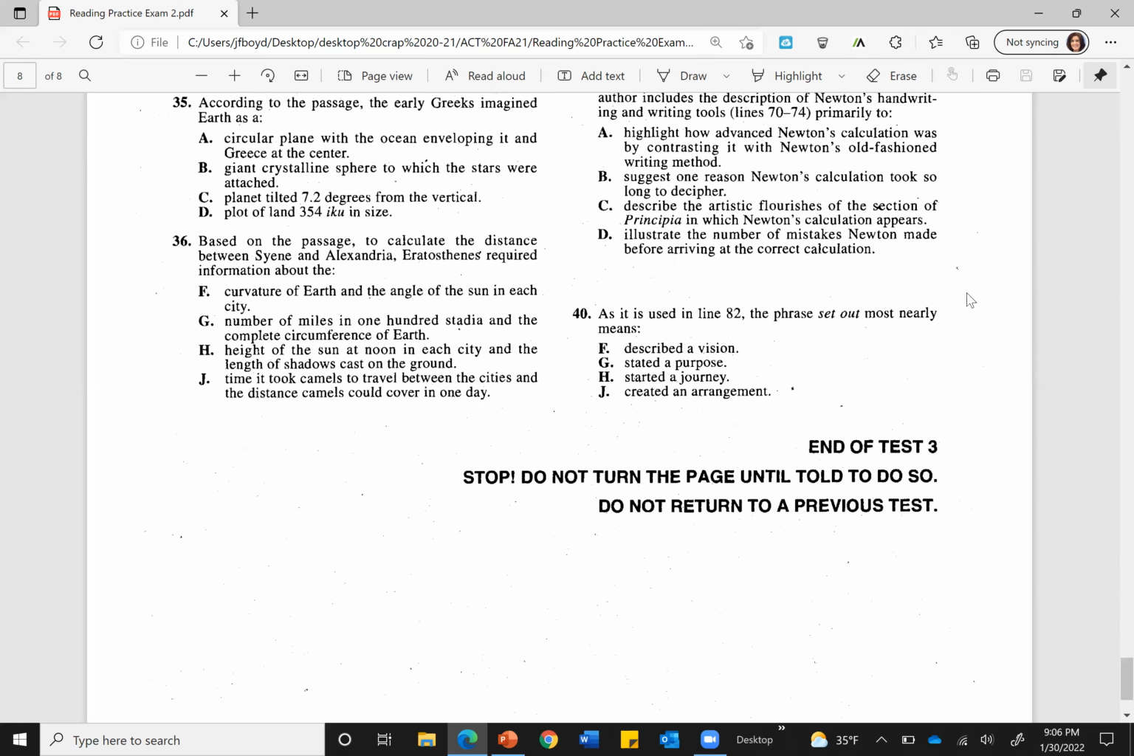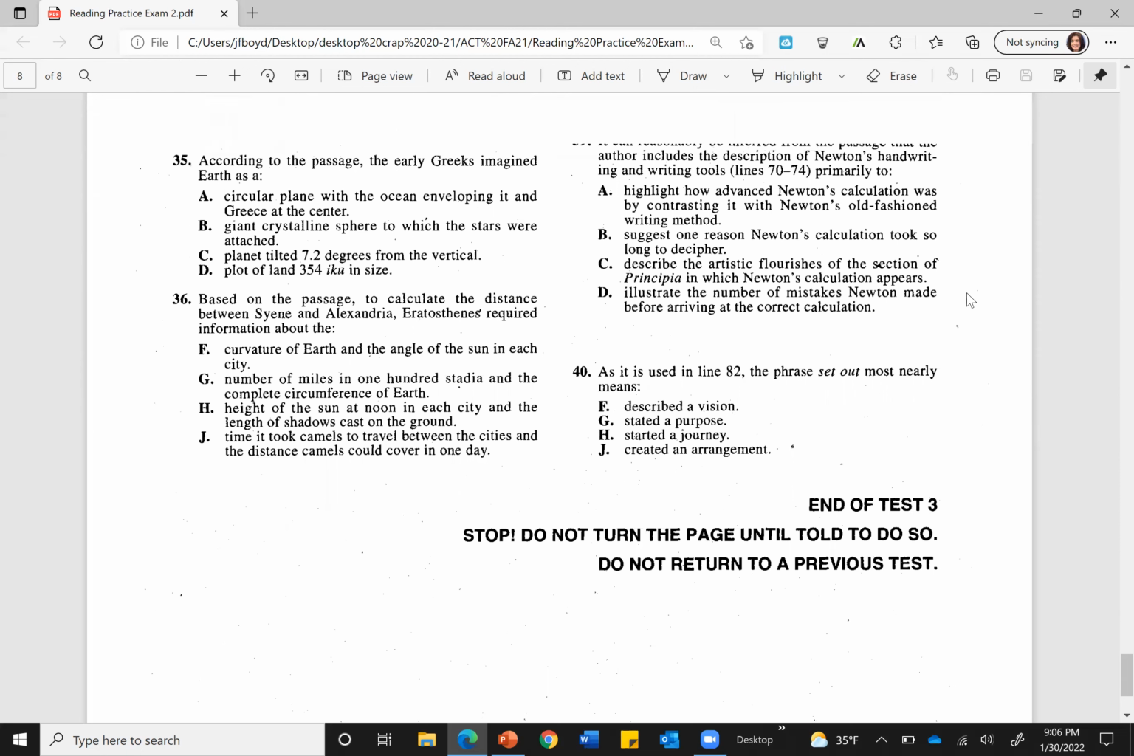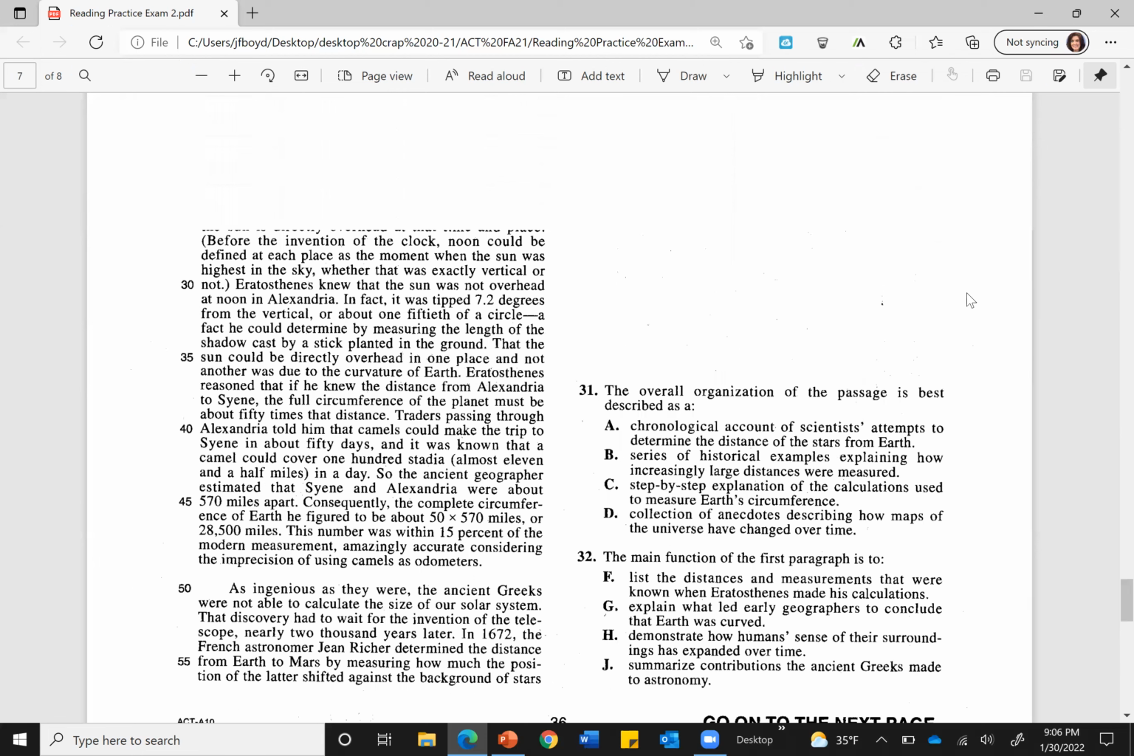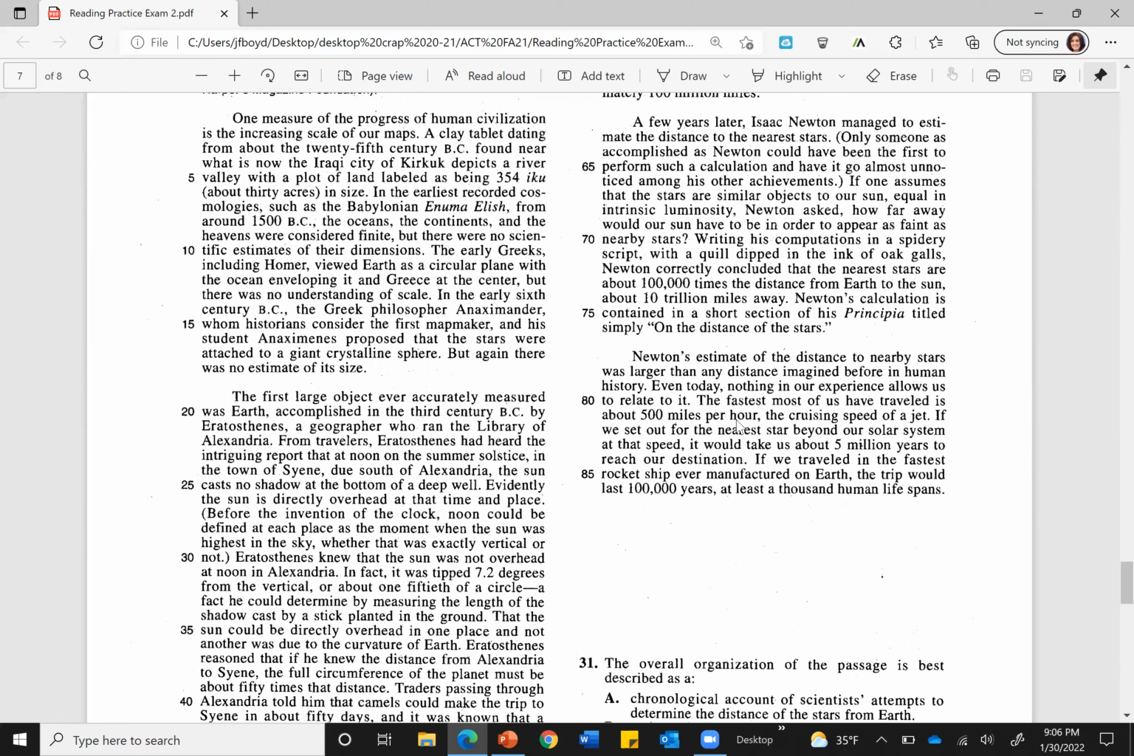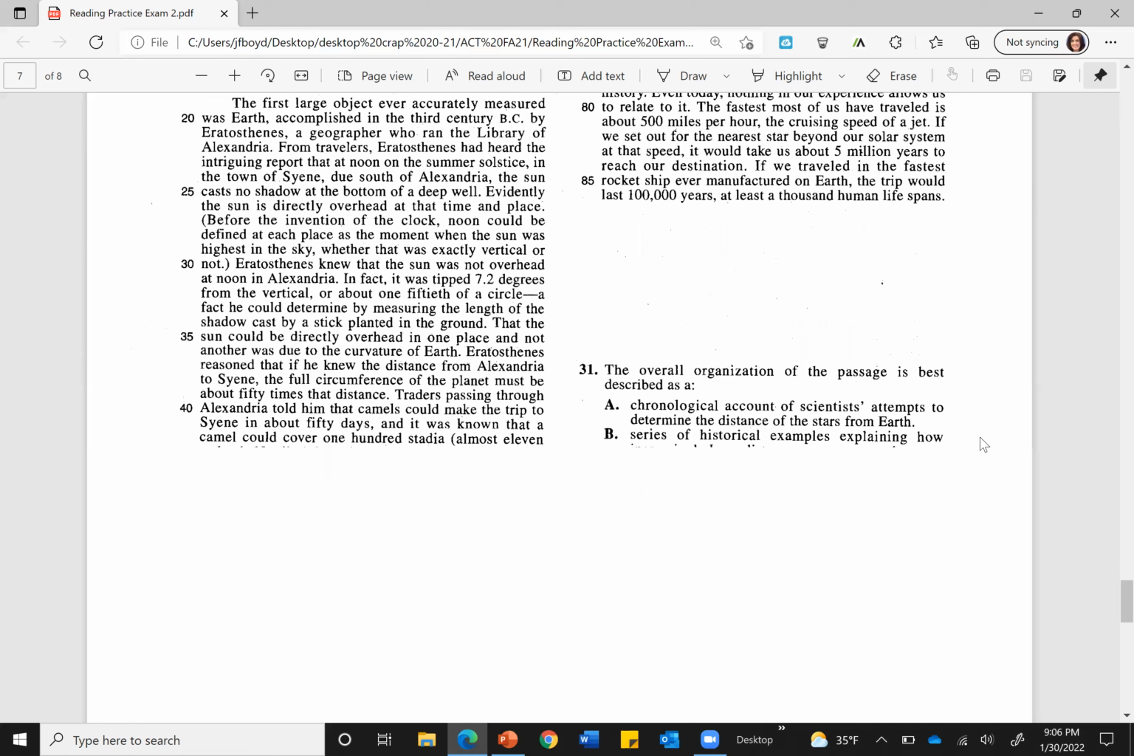And finally, number 40. As it is used in line 82, the phrase set out most nearly means H, to start a journey. We can come back up here to line 82. If we set out for the nearest star beyond our solar system at that speed, it would take us about 5 million years to reach our destination. Starting a journey makes a lot of sense in that particular situation.